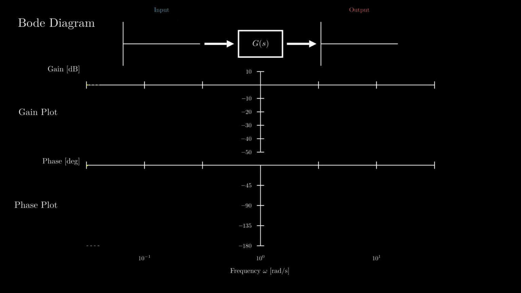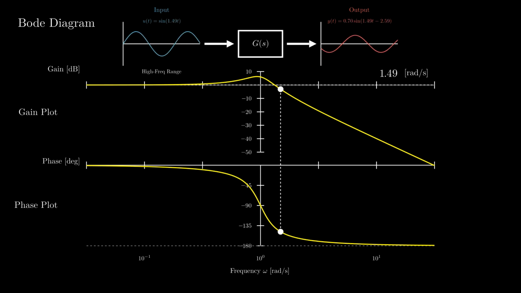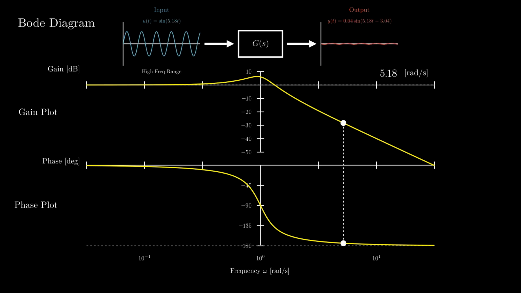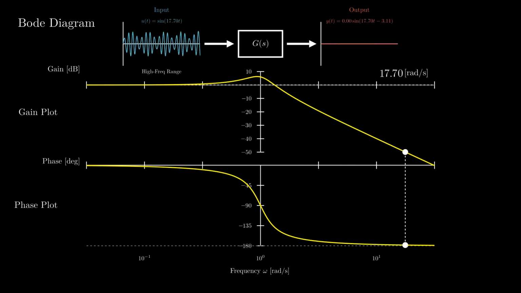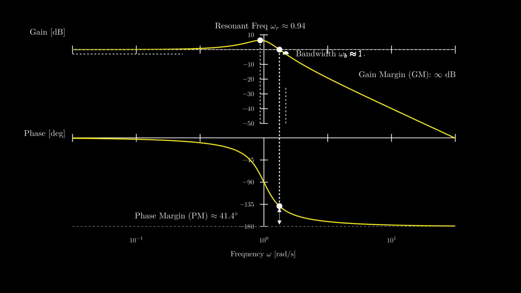Bode plots have two parts, gain plots and phase plots, and the frequency axis is usually logarithmic. You can clearly see how gain and phase change as frequency increases. So what can you see from this? You can see system stability, gain margin and phase margin, as well as resonant frequency and the limits of response speed, what we call bandwidth.